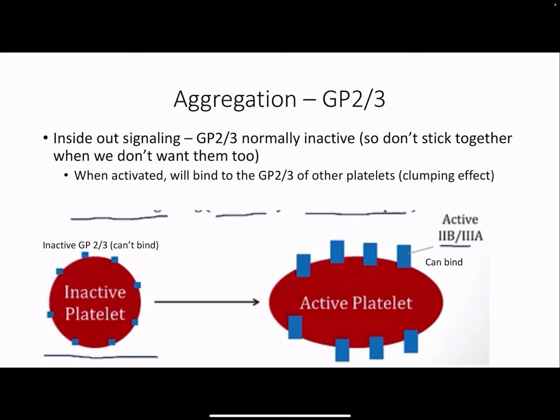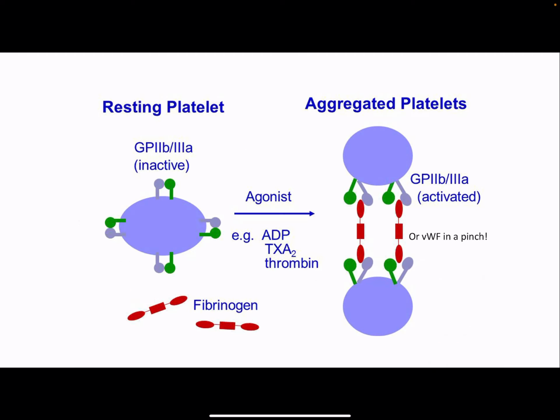So then the next step, again, kind of at the same time as secretion, is the aggregation. So GP2 and GP3. There's something called inside-out signaling. So we always have these GP2 and GP3 proteins, but they're effectively turned off. But various signaling molecules can, basically through gene expression, signal outwards to these proteins, activating them, exposing them so that they can bind to other GP2, GP3, causing a clumping effect. So this would be an inactive platelet. Notice it still has its GP2 and GP3. They just haven't been activated.